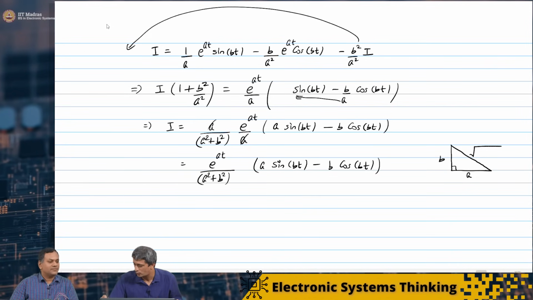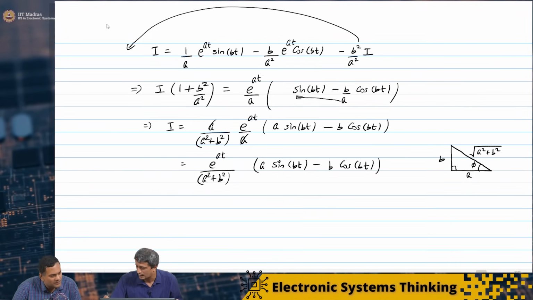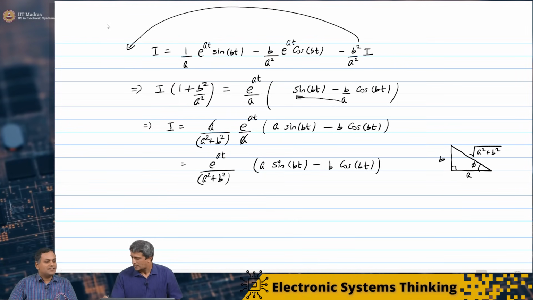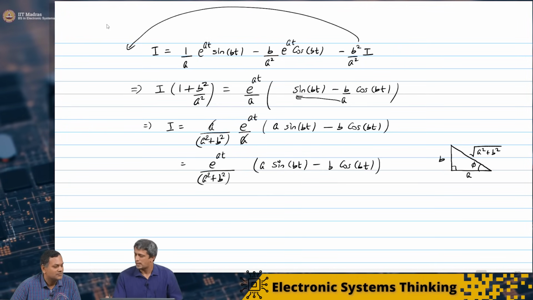Then this is going to be root of a squared plus b squared. Suppose this angle is phi. Then sin phi will be b by root of a squared plus b squared. Cos phi will be a by root of a squared plus b squared, right?